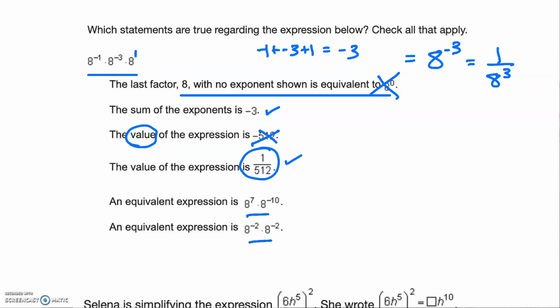Now we look at these two and we're like, well, those don't look anything similar, but all we're going to do is say, well, if we add the exponents, are we going to get the same answer? 7 plus a negative 10 is a negative 3, which is what we have up here, so that is correct, and negative 2 plus a negative 2 is not.